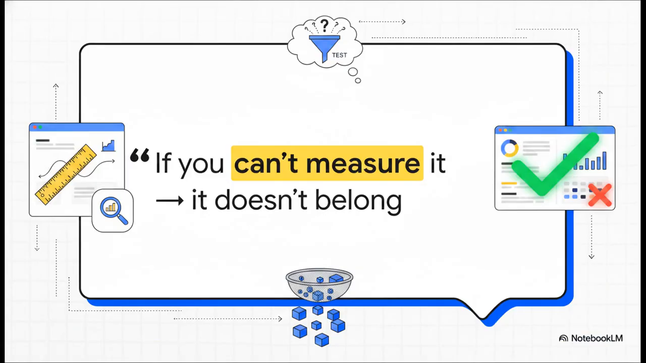I really want to let this golden rule sink in for a second. If you cannot measure it, it simply does not belong in your study. Testability is completely non-negotiable. For every single specific objective, you have to ask yourself, can I collect data to answer this? If the answer is no, revise it or scrap it immediately.